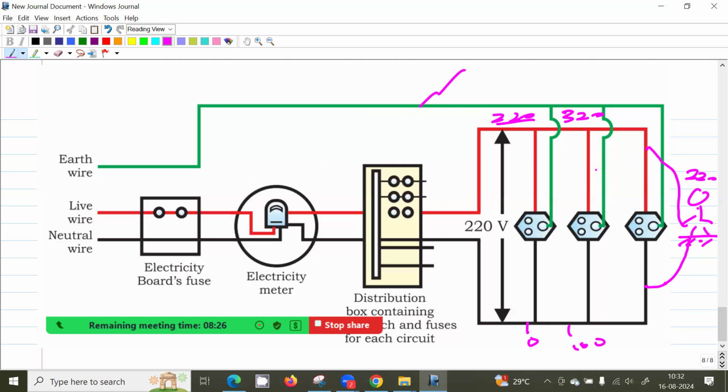When the earth wire is not there, the potential of the negative wire can be anything. It can also be 1000 volts. In that case, the live wire will be at 1220 volts. When this person touches this wire, he will experience a potential difference of 1220 volts, because his feet are on the ground, which is 0 volts. So this is the main purpose of using the earth wire.